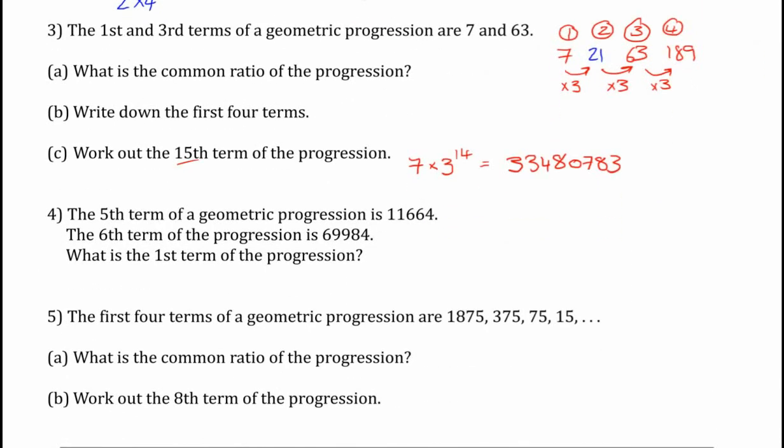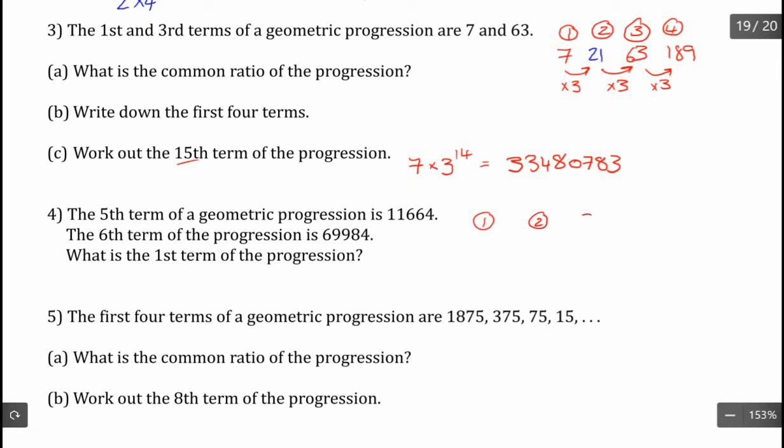Number 4, the 5th term is 11,664 and the 6th term is 69,984. What is the first term? Well, because we've got consecutive terms here, to work out what this common ratio is, what we've times by, we could just divide the 6th term by the 5th term.